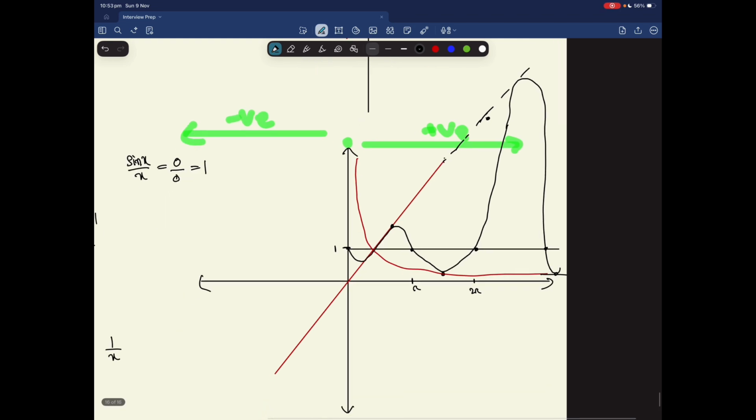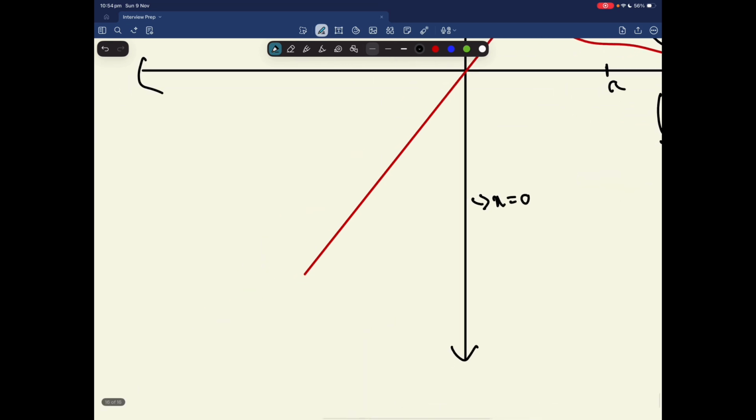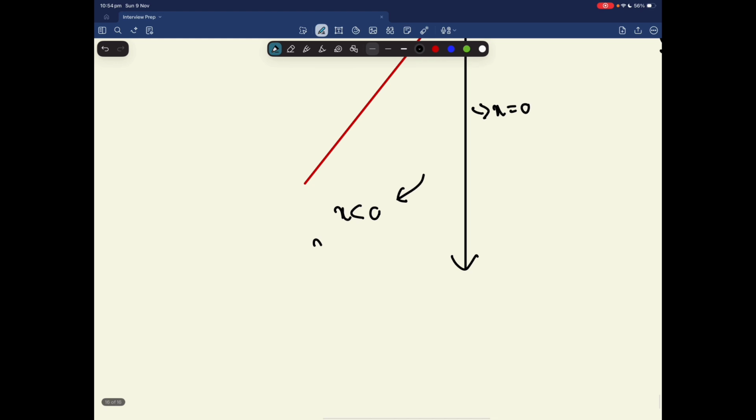Now, thinking of the negative, there's really two ways we can deal with the negative. It turns out that the graph is not defined for a negative x. So we said that's x equals 0. This is x greater than 0. And for x less than 0, the graph is not defined.